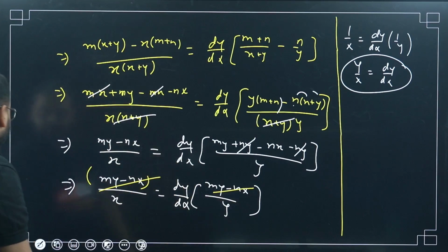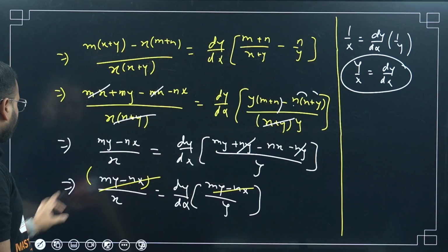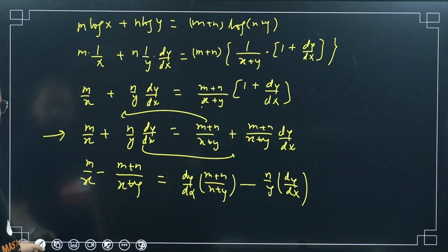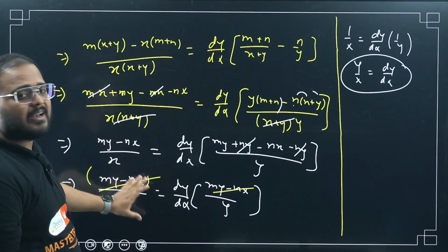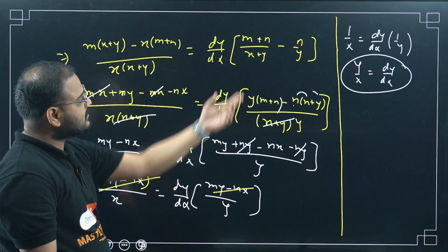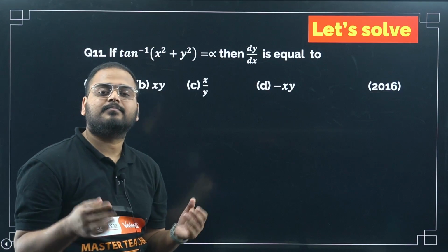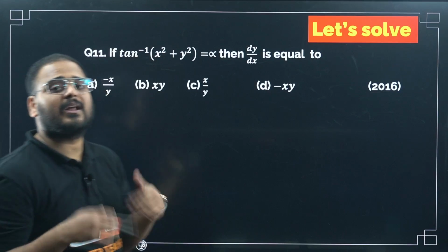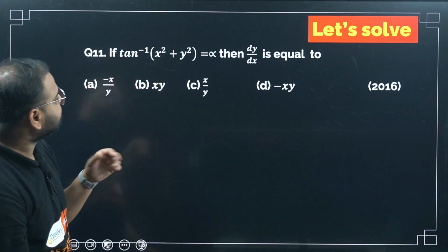So I am saying that you don't have to write these steps. You can write this step directly. The last one, you don't have to write this. Directly write this step, and then you can just cancel in your mind and get your answer as y by x. But if you are not able to do that, it's a simple question but lengthier. Make sure that you solve everything.